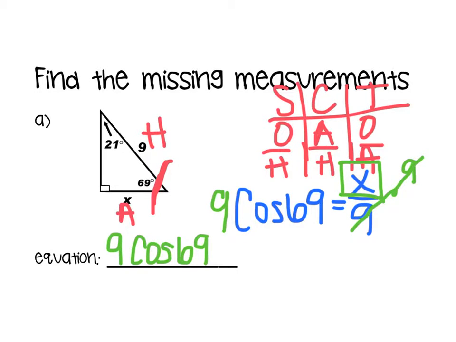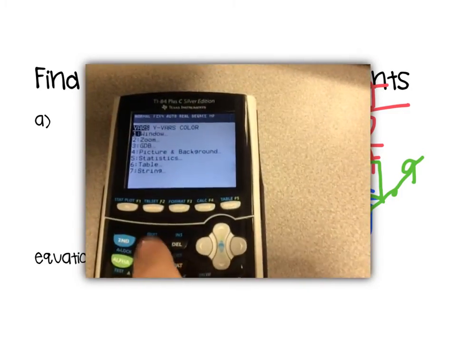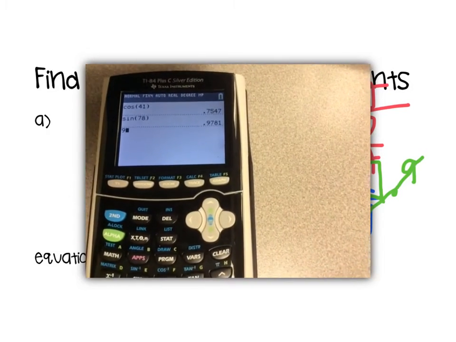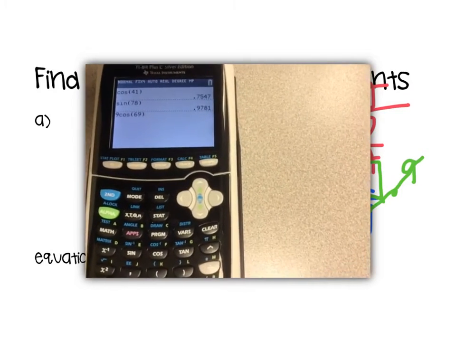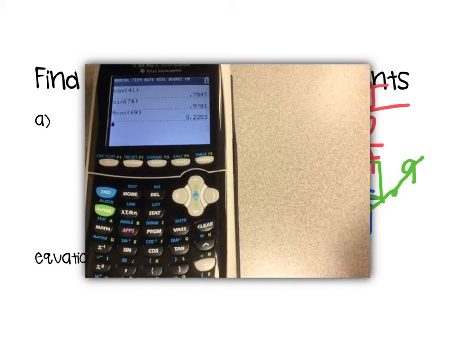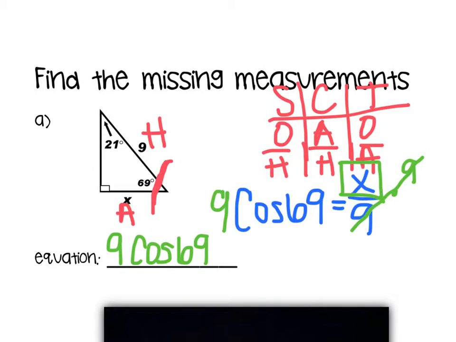So how do I figure out what x is? I use my calculator. Make sure it's on. All I'm going to do is plug into my calculator 9 times the cosine of 69. When I do that, I get 3.2253. That is the length of that side. So my x value here, my side length, is 3.2253.